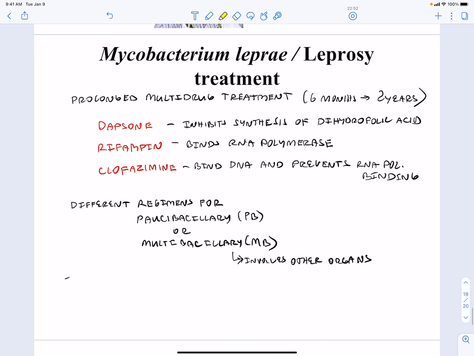Now, treatment, as I said before, is going to be multi-drug treatment, 6 months to 2 years. You wait until you no longer have the bacterium in the skin. There's a list here: dapsone, rifampin, and these are all going to have an effect on the bacterium. So you have rifampin again that binds to the RNA polymerase, and clofazimine also binds to the DNA, and it prevents the RNA polymerase from binding. So both of them have similar effects, but they have different targets. You're going to have different regimens, whether you have the paucibacillary or multibacillary form of the disease.